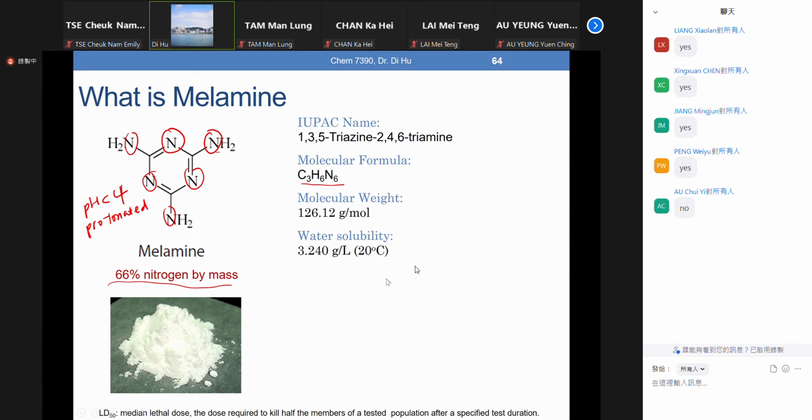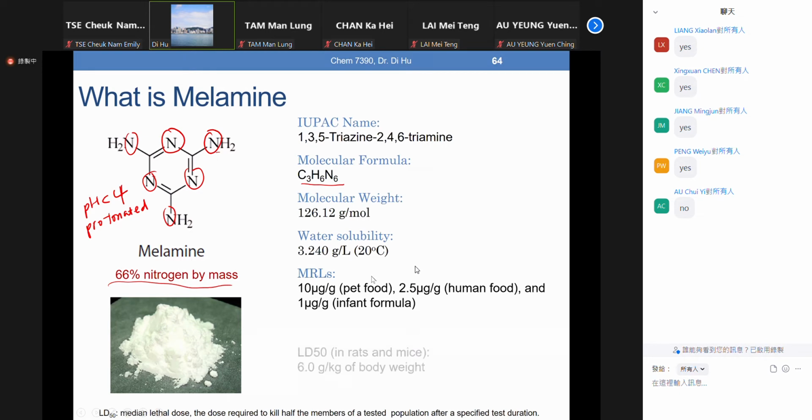If you look at this structure, you can see the water solubility is pretty good. And how about the MRL, the minimum reporting level? It's normally about the toxicity issue, so let's look at LD50 first. LD50 is the parameter often used when we talk about toxicity. It means the median lethal dose, the dose required to kill half of the members of a tested population after a specified test duration. So the smaller the LD50 number, the more toxic the compound is.